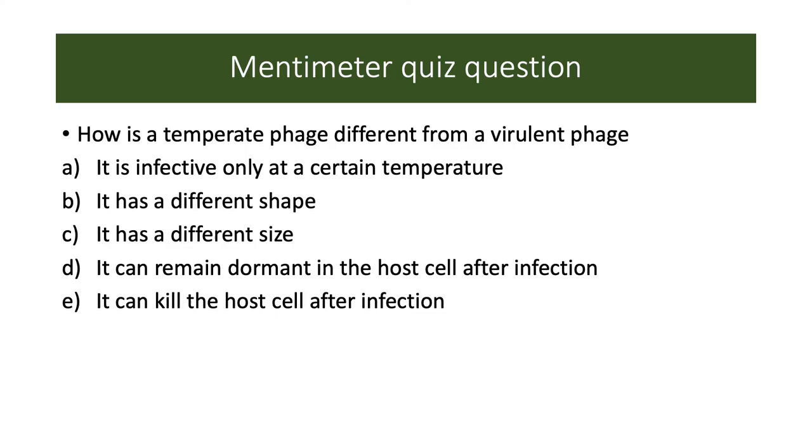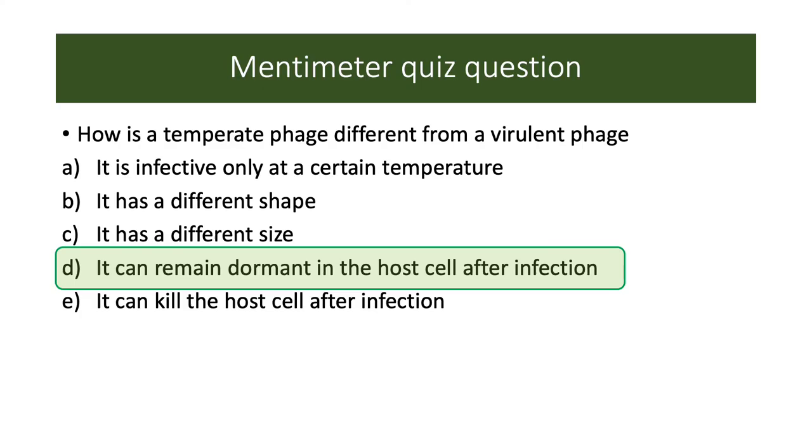So hopefully, most of you would have answered D. It can remain dormant in the host cell after infection. Temperate phages and virulent phages may be infective across a whole range of temperatures. They can vary in shape and size. Temperate phages and virulent phages are indistinguishable based on shape and size. And temperate phages, like virulent phages, can kill the host cell after infection.